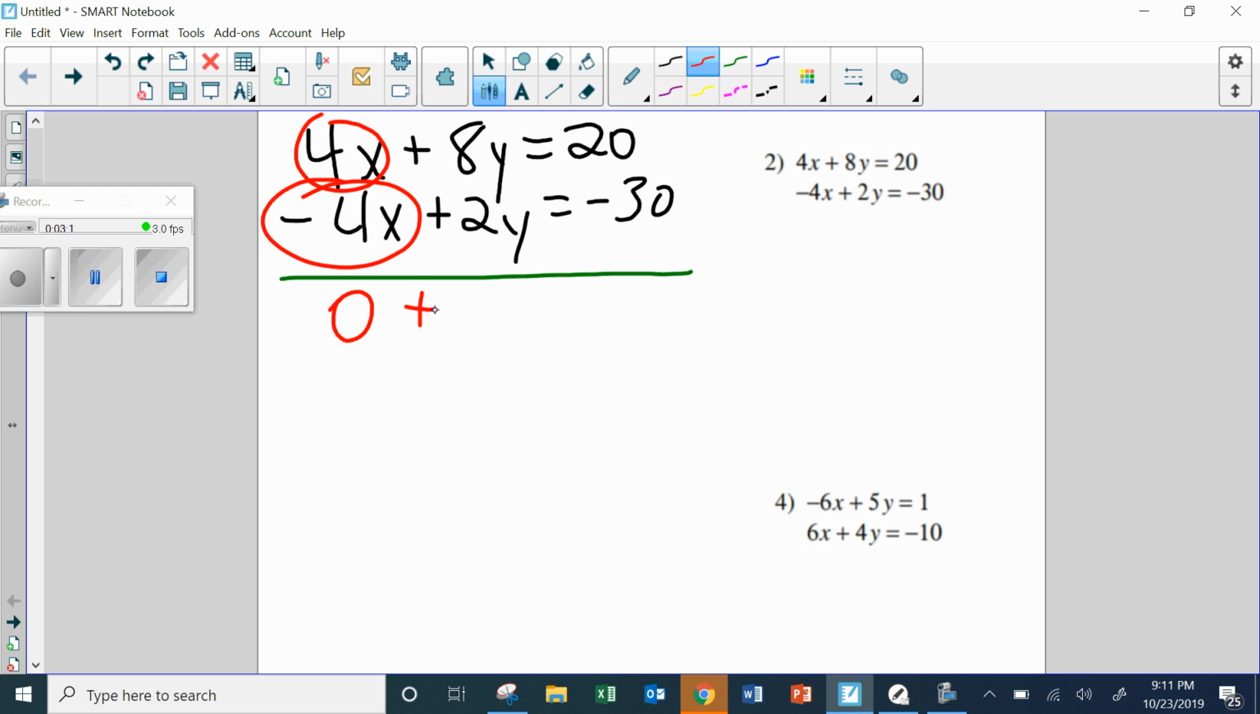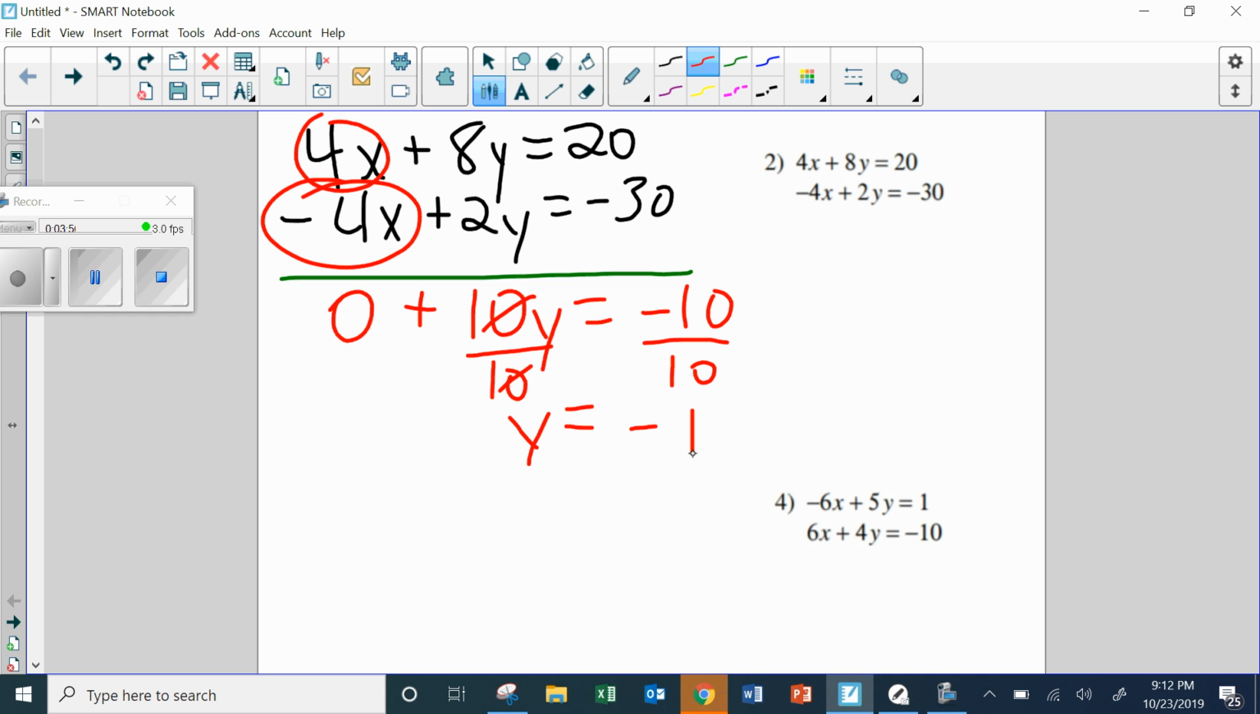Well, now I have a plus sign. That's the next piece of it. And I have 8y plus 2y. Well, that just combines to be 10y. Now I combine positive 20 and negative 30. That combines to be negative 10. Well, now my new equation is down to just one variable, and I can solve this. So my next step is I need to divide both sides by 10 in this case. That divides out to 1, and I get y equals negative 1. Negative 10 over 10 is negative 1.